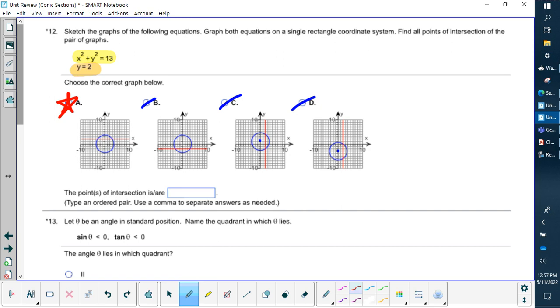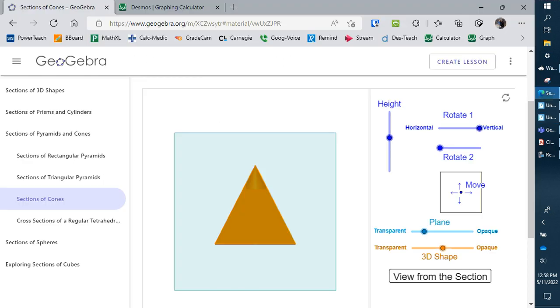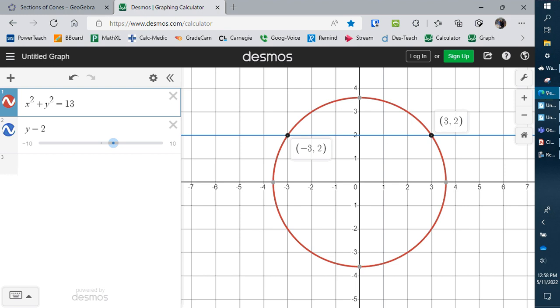So I would use the graphing calculator we have. And I already typed them in for us here. You type in the equation of the circle just like you see here. If I want to, I hit this plus button over here to make a new expression. So in red is the circle, in blue is the horizontal line.